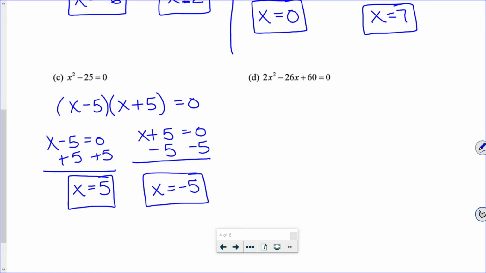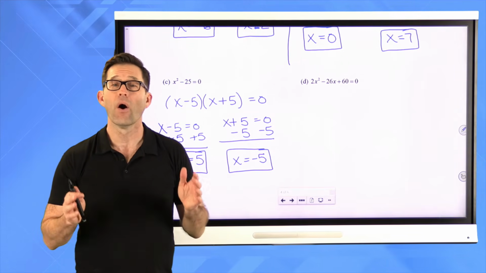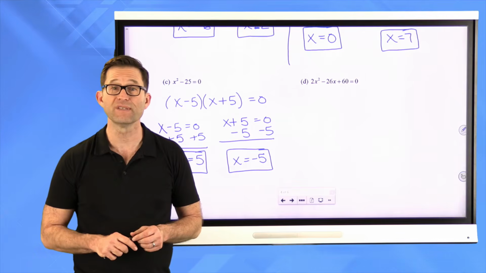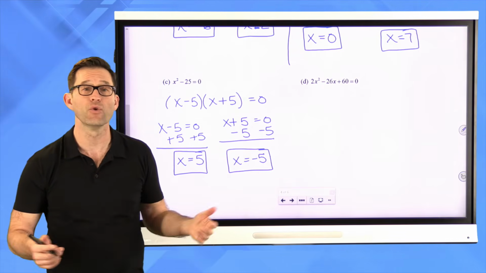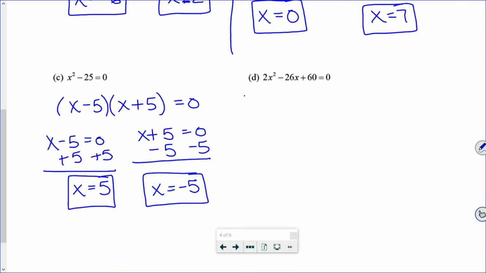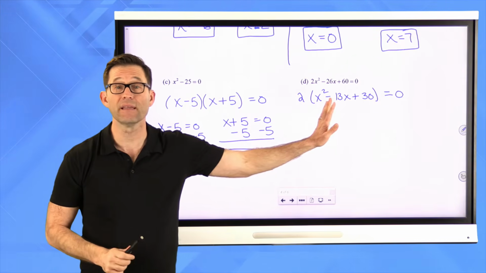And one thing I should notice is that the 2, the 26, and the 60 all have a common factor, a GCF, of just the number 2. So the first thing I'm going to do is factor that 2 out, right? And when I do factor the 2 out, I get x squared minus 13x plus 30 is equal to 0. All right, so that's just my first step. Now I want to completely factor this thing.